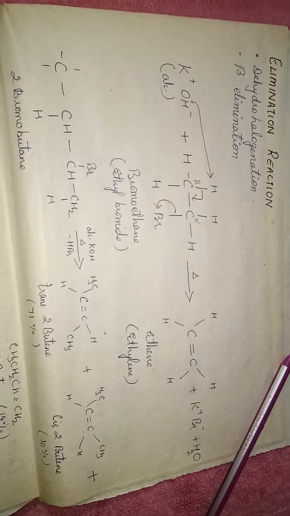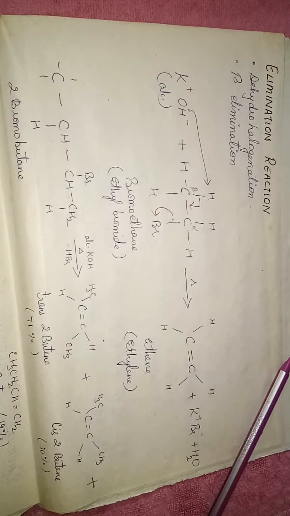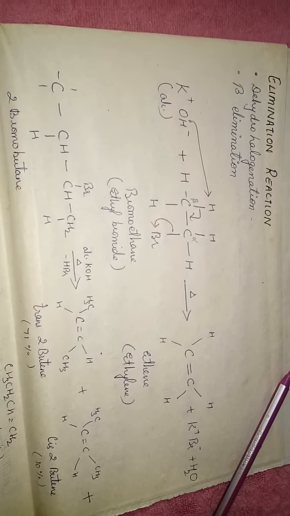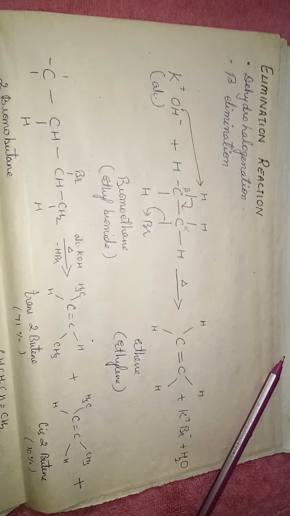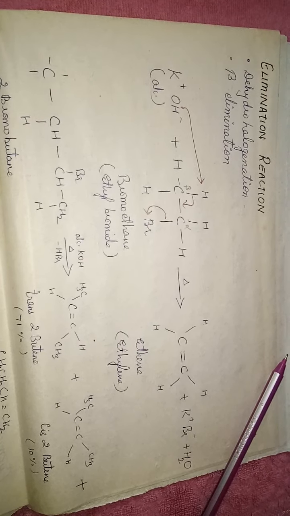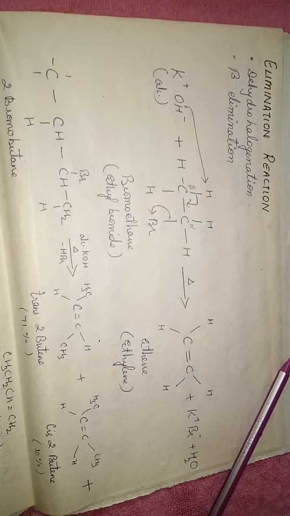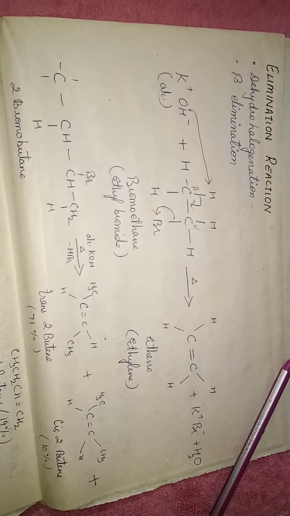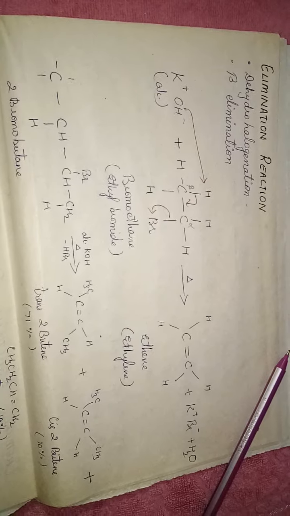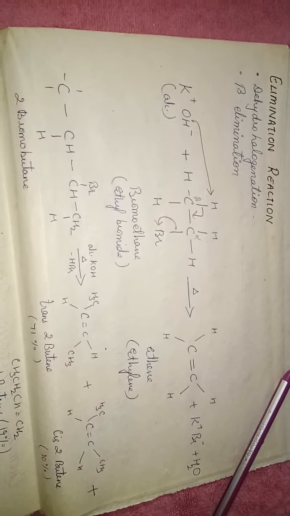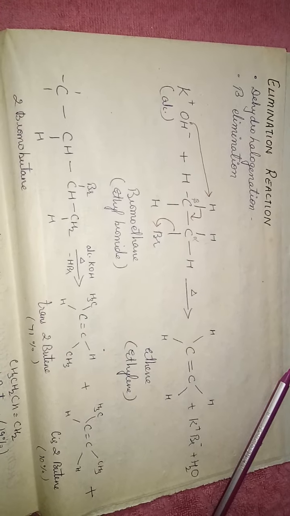As you can see on the screen, the first reaction is elimination reaction. You can see two points written, that is dehydrohalogenation and beta elimination. This reaction is also known by dehydrohalogenation and beta elimination. Now what happens in this reaction?